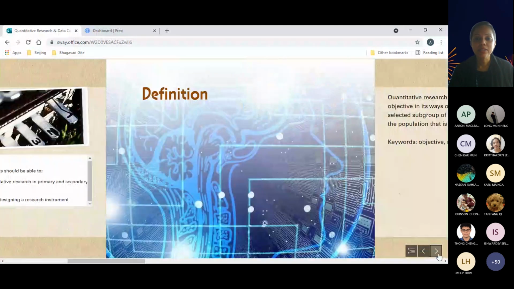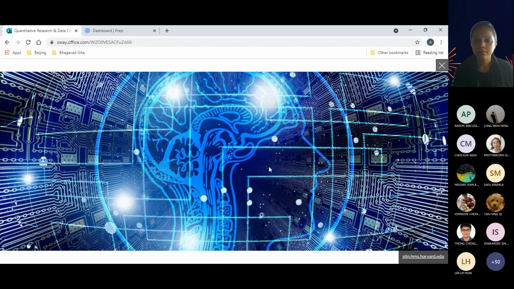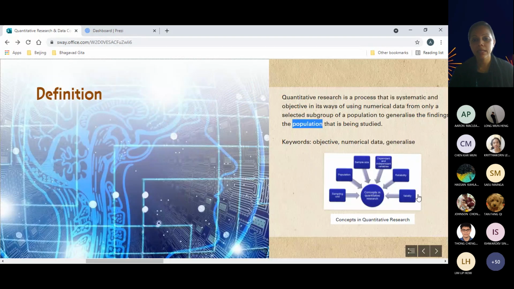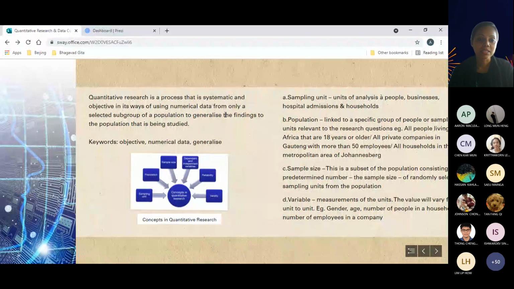So now what is the definition of quantitative research? Quantitative research is a process that is systematic and objective in its ways of using numerical data from only a selected subgroup of a population to generalize the findings to the population that's being studied.